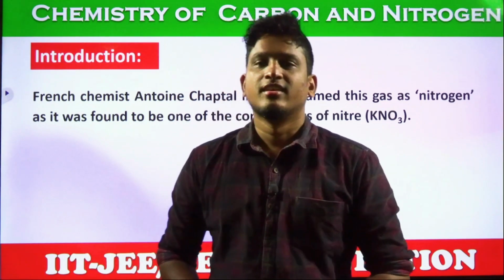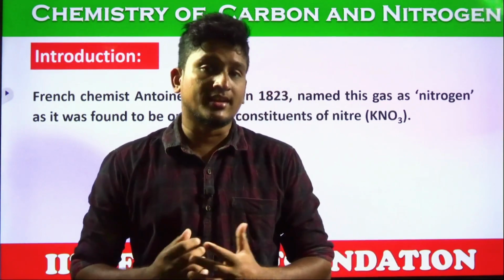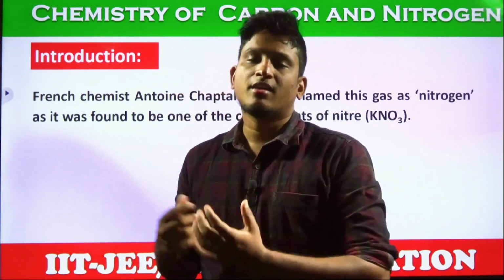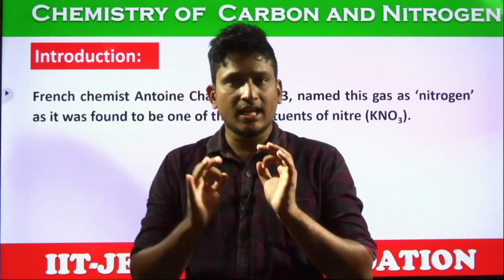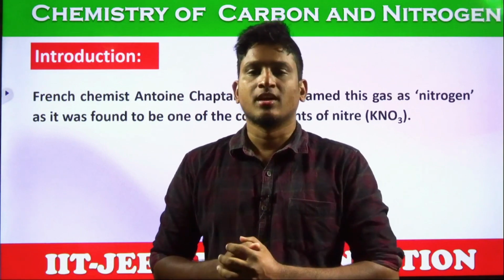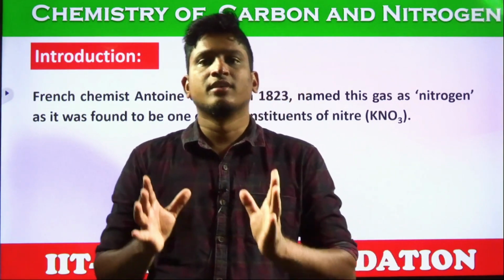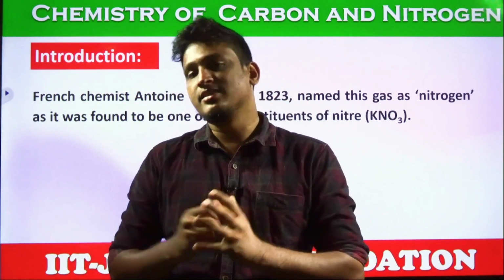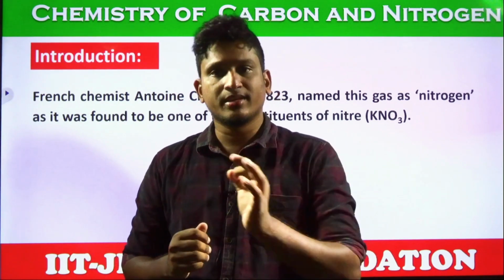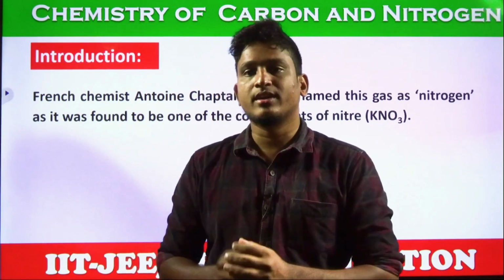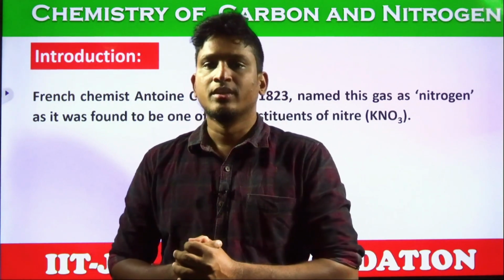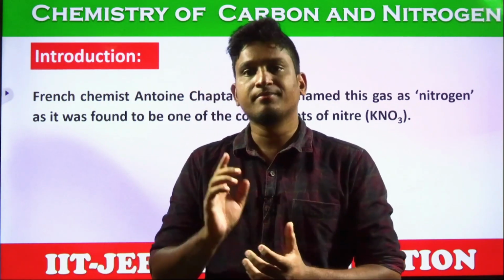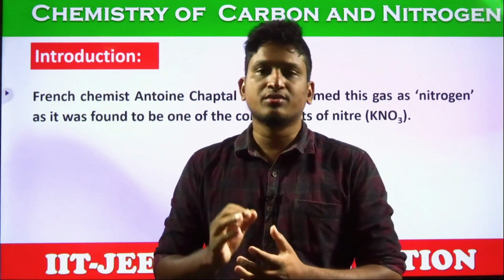Hello students. Today's discussion is about nitrogen from the chapter Carbon and Nitrogen. Nitrogen is one of the key elements in our Earth's atmosphere. Almost 78% of the air is composed of nitrogen in a diatomic state, which is N2 gas, where two nitrogen atoms are chemically combined with a triple bond. Nitrogen's atomic number is 7 and its electronic configuration is 2s2 2p3.